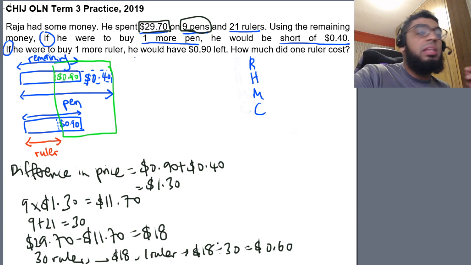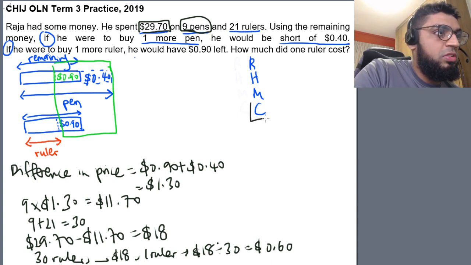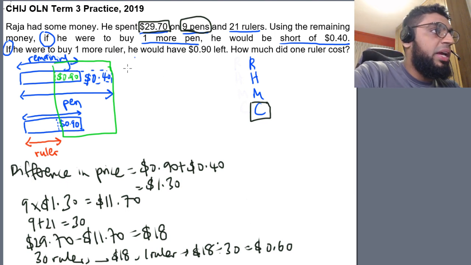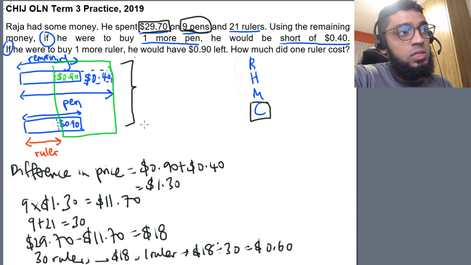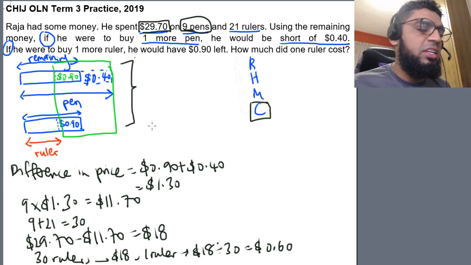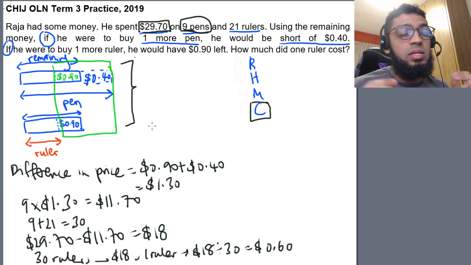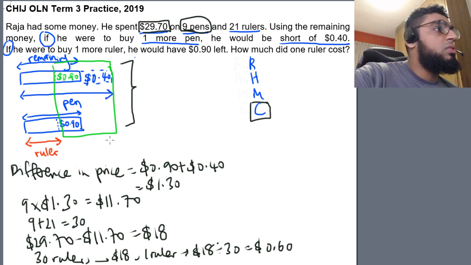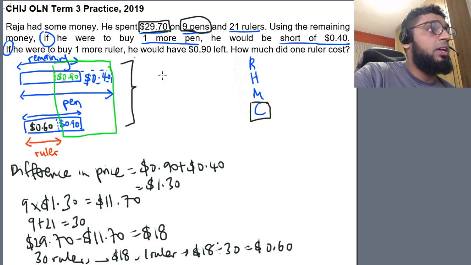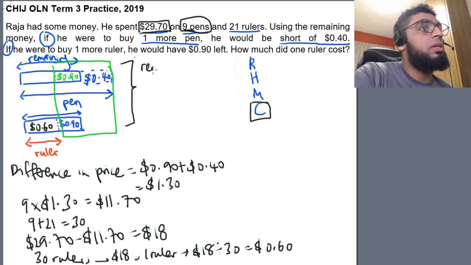Now in RHMC, the last step is to check. So we are going to check our answer. And how do we check? We can use these particular model systems here that we have drawn to check our answer. Now, if the price of a ruler is 60 cents, let's find the remaining amount of money that he has. Okay, so remember this, if he bought one ruler, which is 60 cents, he will be left with 90 cents at the end.